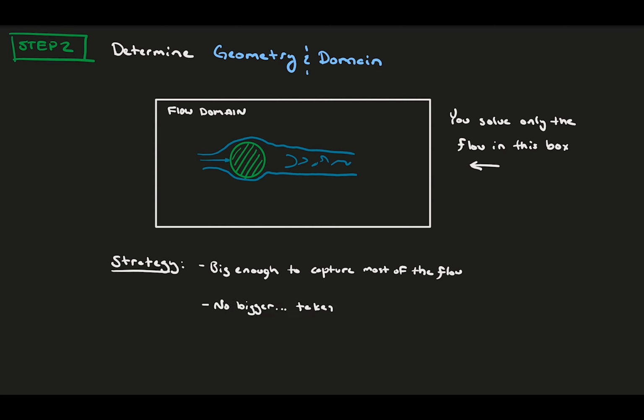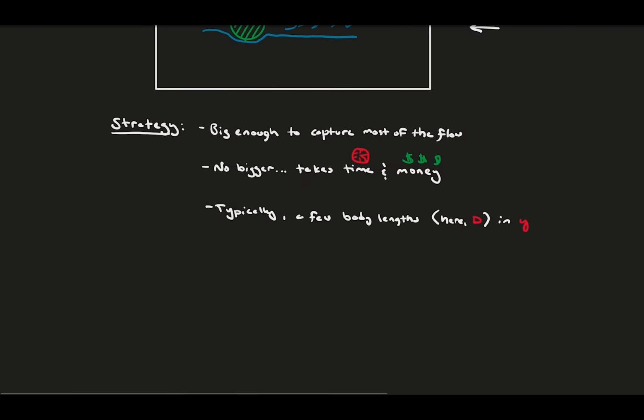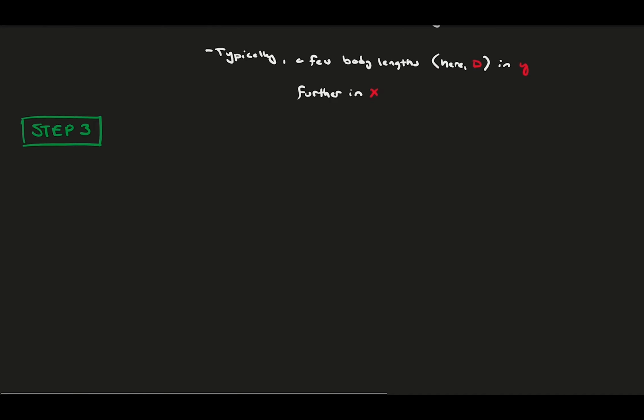However, you don't want to go any bigger than that. Bigger domains means larger computational resources and our time is limited, so you really want your domain as small as possible without missing anything important or making inaccurate simulations. Typically, in the vertical direction, you would choose something like a few body diameters in each direction. And in the x direction, which is the predominant flow direction, you would use a little bit longer. And also, if you're studying flow over an object like we are here, you have a longer domain downstream than upstream of the body.